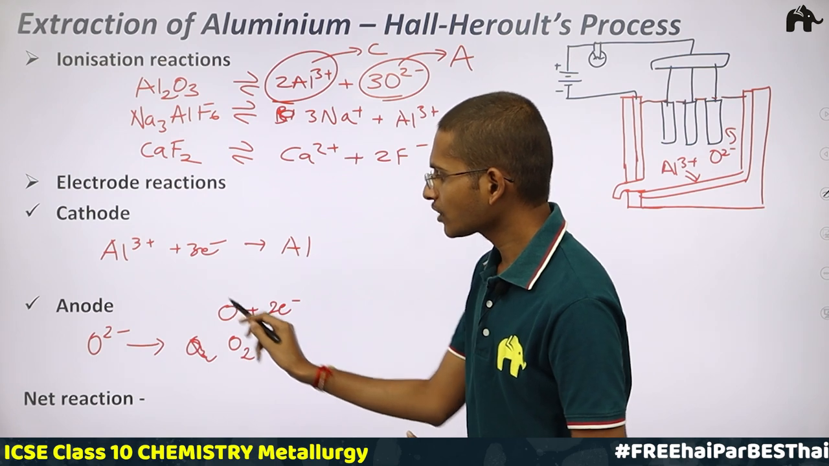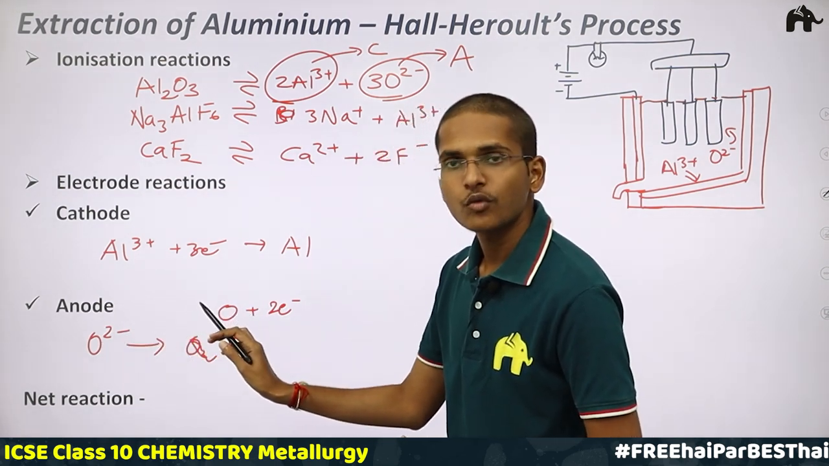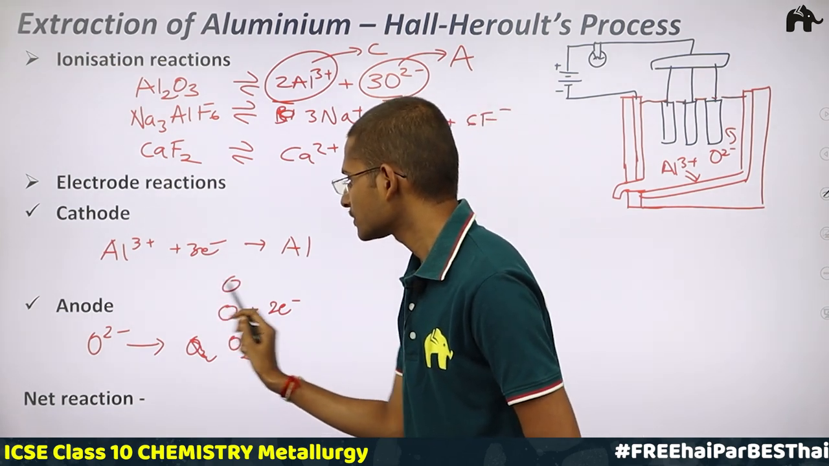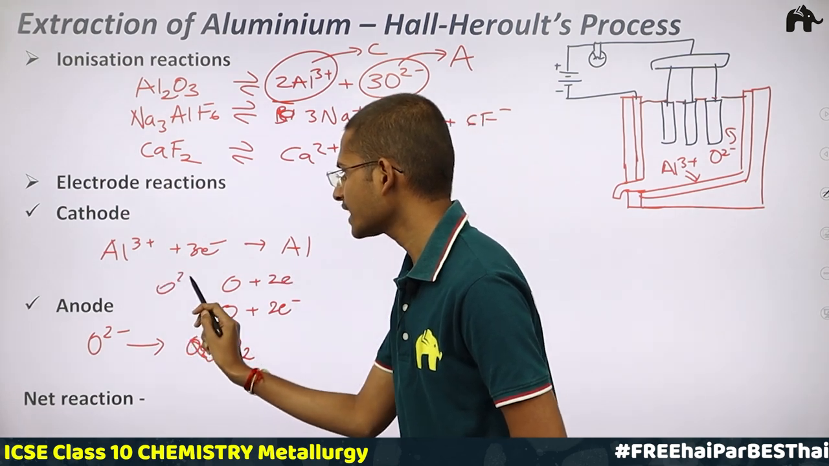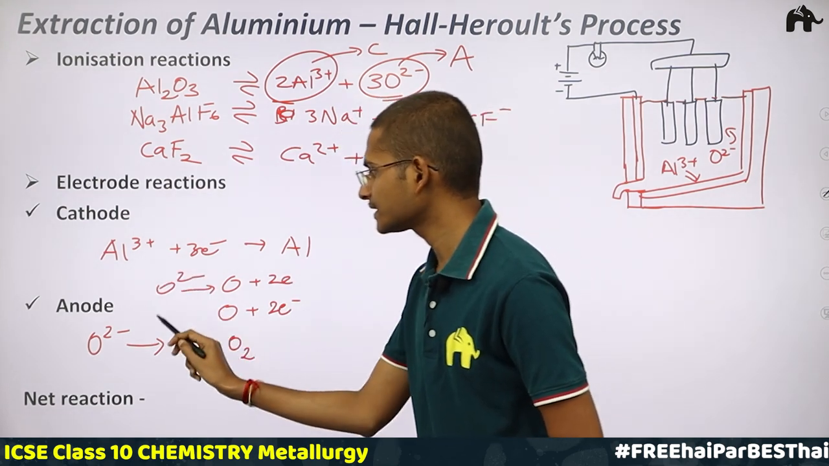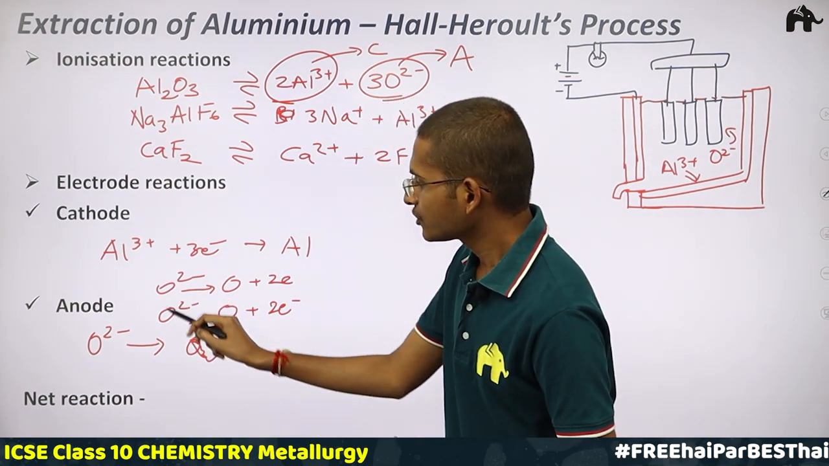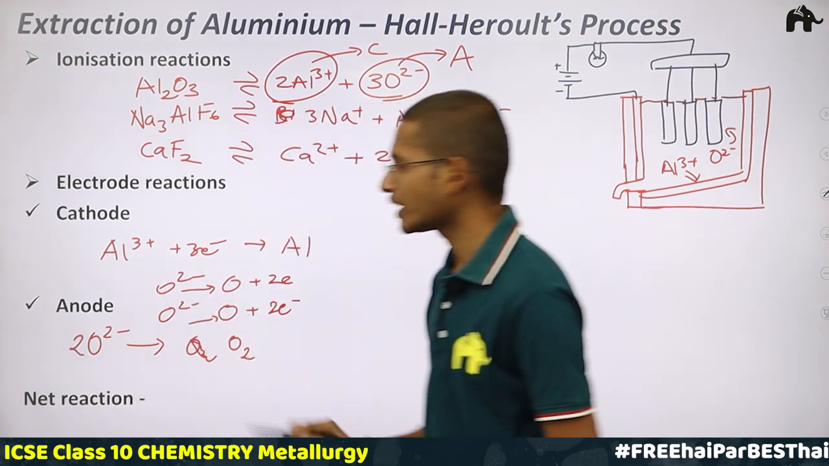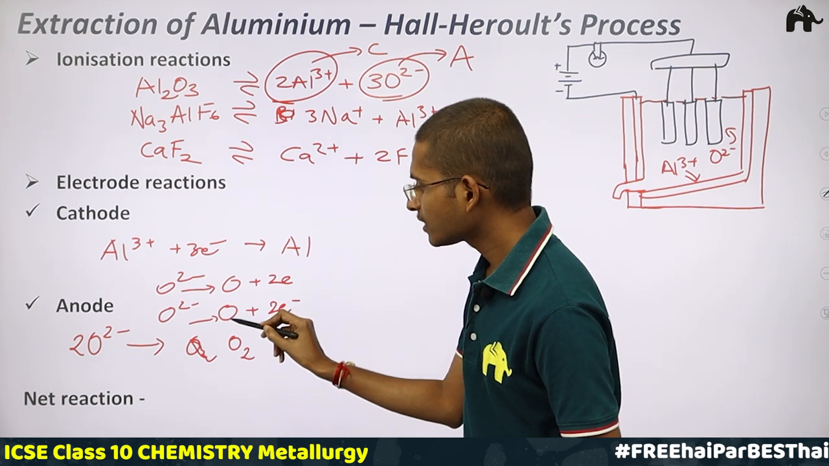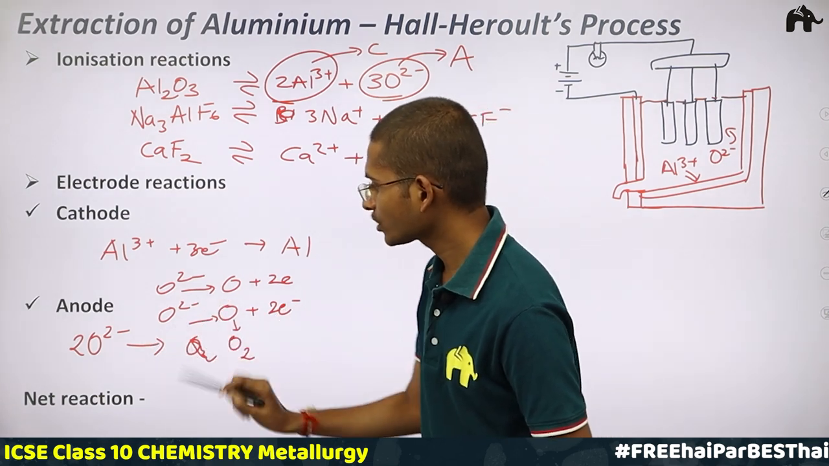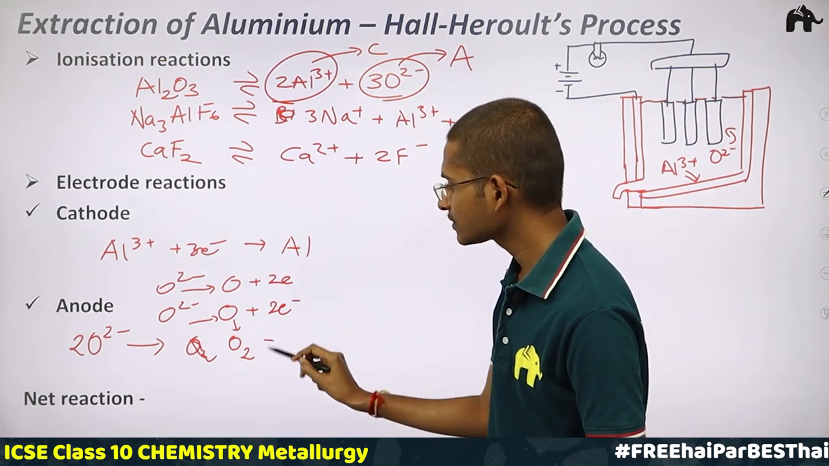When it combines with another oxygen atom, that means another oxide ion would be required, since that oxygen atom would again form from another oxide ion in the same way. So 2 oxide ions are required here. 2 oxide ions give us 2 oxygen atoms, which in turn combine with each other, forming an oxygen molecule and 4 electrons.